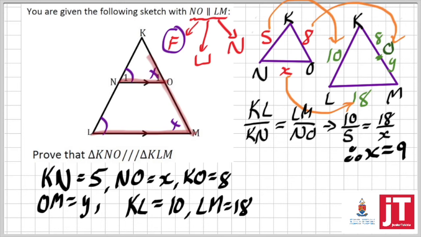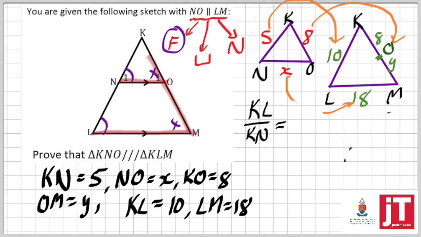Now you might say, do I really have to write that out? Well, grade 9, I'm telling you now, teachers might still forgive you if you just say x is 9 because the triangles are similar. But when you get to grade 12, they want you to write this out. So it's nice to get used to it now. The ratio between KL and KN must be the same as the ratio between LM and NO.